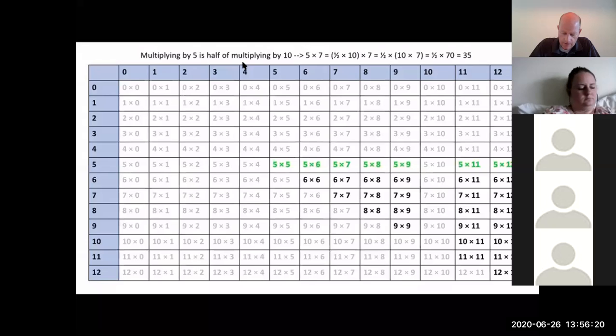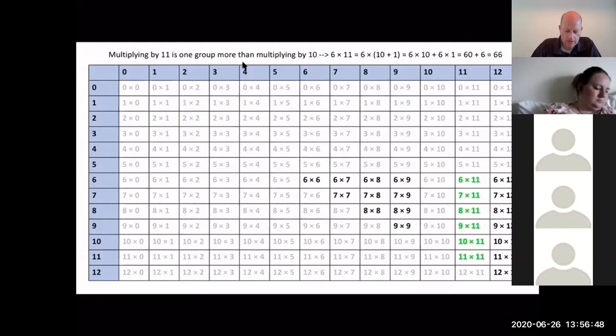So we have 5s. You can count by 5s, or you can multiply by 10 and then halve it. So we're going to calculate 5 times 7. I'm changing my 5 into half times 10 times 7. Now I'm going to use the associative property to change it to half times the 10 times 7, and then half times 70, which gives me 35. Okay, so that's how that one works.